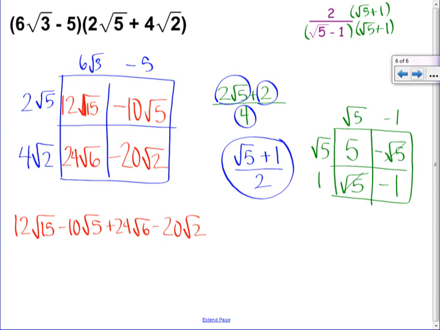Now, you are not always going to get what looks like just the flip-flopped version of the original. That's a coincidence. So don't think that you can just flip the numbers and change the sign. Okay? Questions on that?